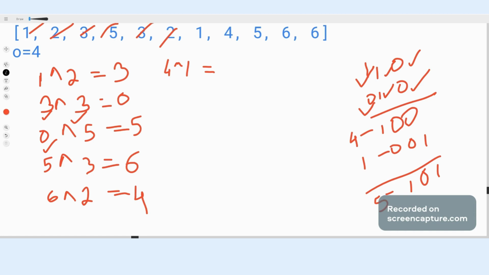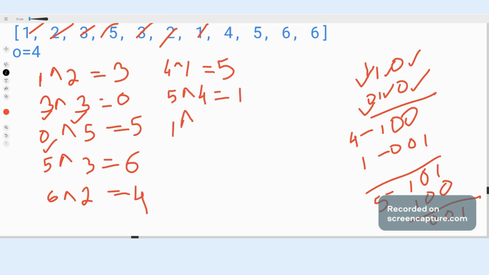Now 5 XOR 4. Again 5 XOR 4. 1 0 1 and 1 0 0. Bits are different, so 1. 0 bits are same, 0. 1 bits are same, 0. That is 0 0 1. It is 1. So return 1.